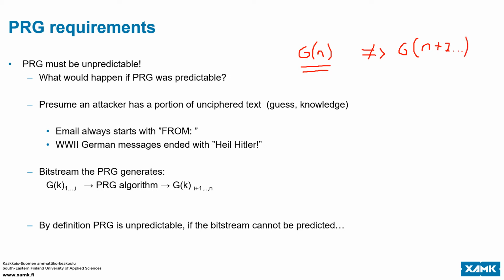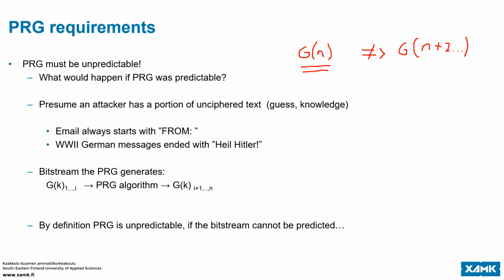So based on one value, we shouldn't be able to figure out what the remaining values or remaining bits are. And there is a very good reason for this requirement. So let's presume that an attacker has secured some portion of unciphered text. Maybe it's based on a guess, maybe it's based on knowledge.